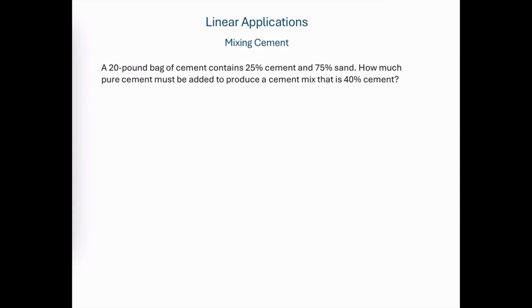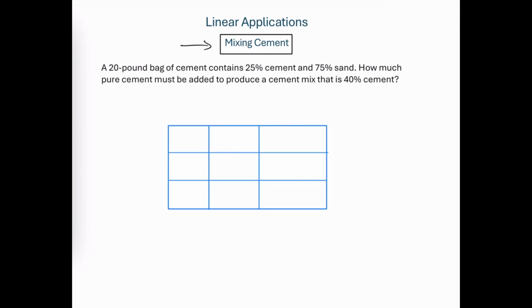A 20-pound bag of cement contains 25% cement and 75% sand. How much pure cement must be added to produce a cement mix that is 40% cement? Since we're mixing two things together to get a third, we draw a 3x3 box to organize the given information.